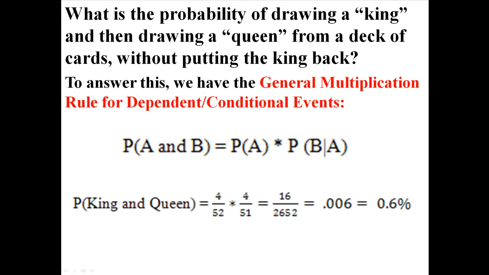That's what that means. So in this case, the probability of getting a king and queen is, first of all, the probability of A is 4 out of 52 because there are 4 kings in the deck of 52 cards. And then the probability of B having drawn A already is 4 out of 51 because there are 4 queens in the deck, but now there are only 51 cards left because you've already taken out the king. So you multiply those two things and you get 16 divided by 2,652, which ends up being about 0.6%. There's a 0.6% chance that you will draw a king and then a queen.